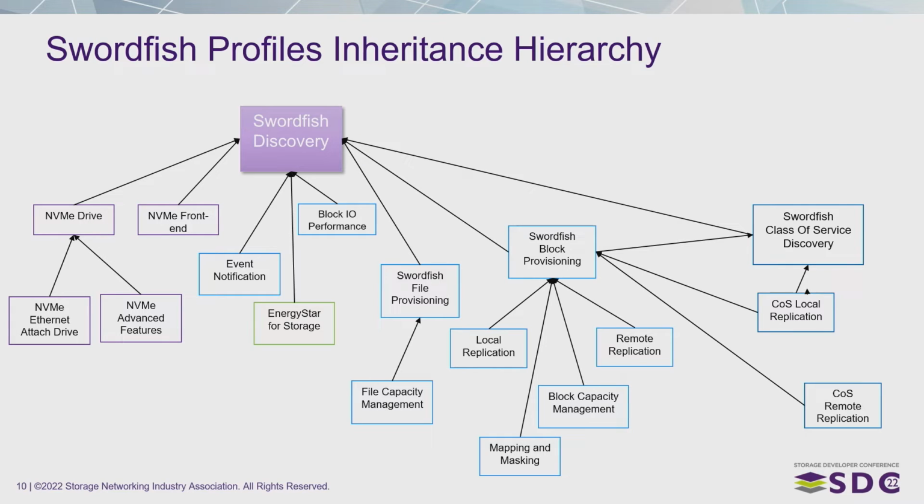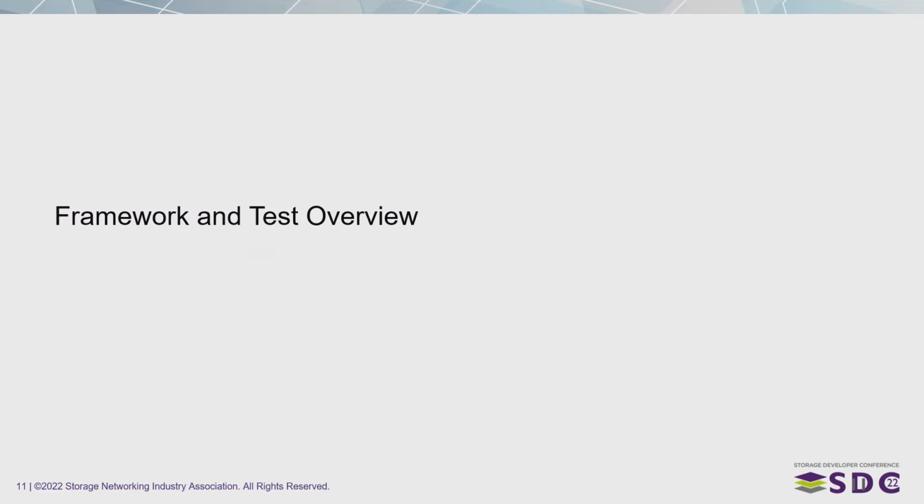You need to be able to discover that you have a Swordfish implementation out there. At that point, you can say, well, I'm an NVMe vendor. I'm going to do NVMe drive and NVMe front end and NVMe Ethernet attached and NVMe advanced features. But I don't really care about block provisioning. So I'm not going to do that profile. So you can test and be conformant to certain parts of the protocol that you feel are necessary for your implementation without having to do everything in the protocol. This gives you the ability to put in the things that make sense for you, not necessarily have to burn the entire protocol into your product.